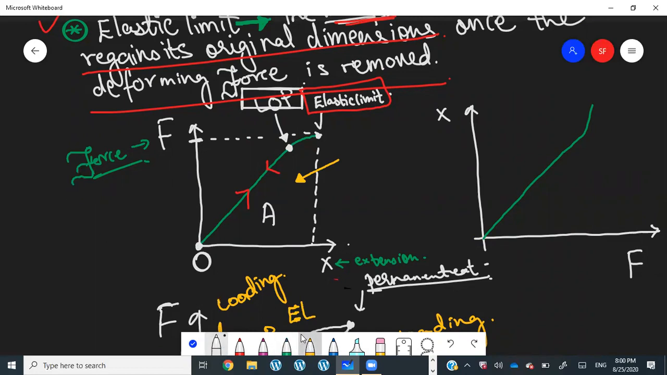No, this isn't the Young's modulus. This area is not the Young's modulus. I'm repeating, I'm not talking about Young's modulus right now. Okay, what are you talking about then?